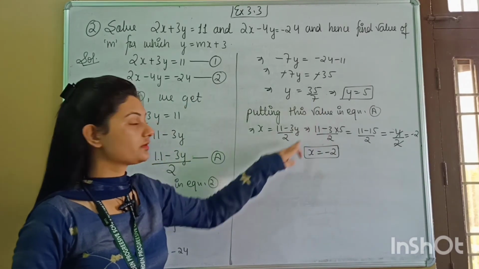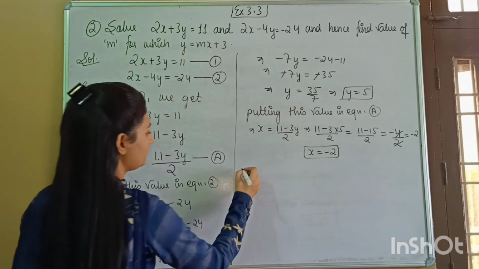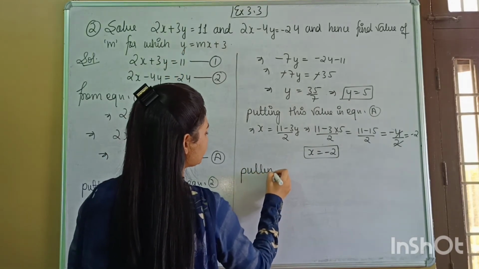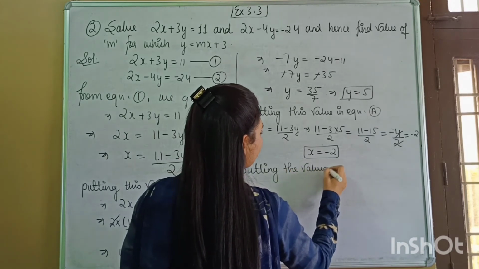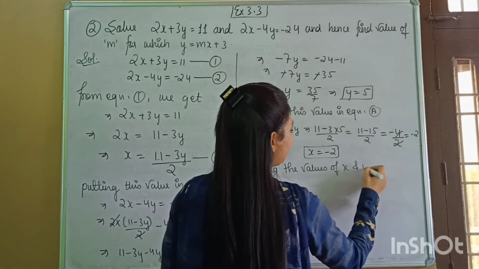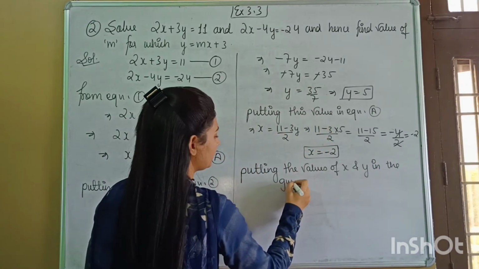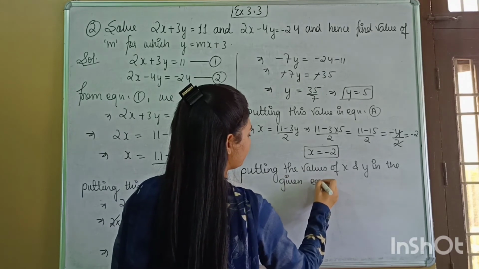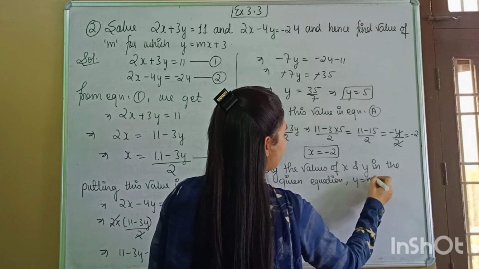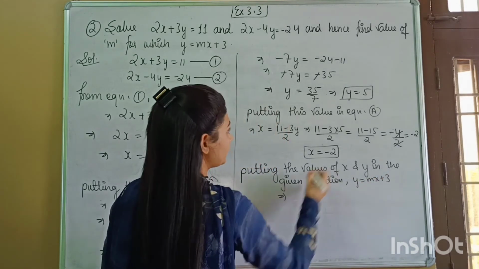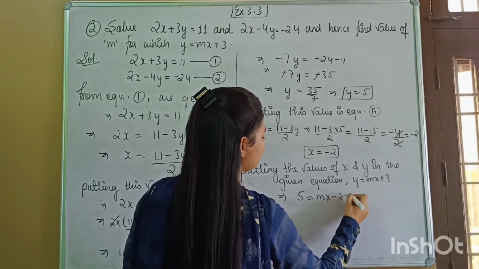So now we have got both the values. Putting the values of x and y in the given equation, y is equal to mx plus 3. So the value of y is 5, which is equal to m into minus 2 plus 3.